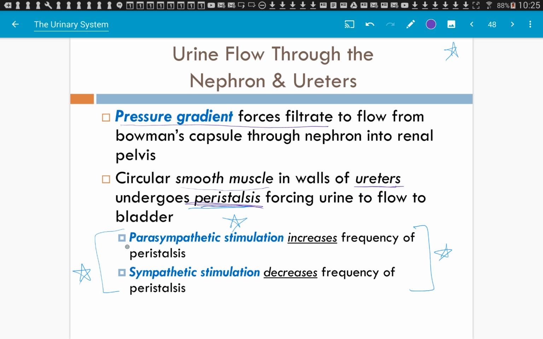Two important points right here. If we have stimulation from the parasympathetic division, it's going to increase how often peristalsis occurs, which means it's going to fill up your bladder faster. Okay? If you have sympathetic stimulation, it's the exact opposite. It's going to decrease how often peristalsis occurs, which means your bladder is going to fill up slower, which would make sense if we think about the sympathetic nervous system as that fight or flight response. You don't want to have to urinate in the middle of trying to save your life, or in the middle of an event, whatever you're going through.